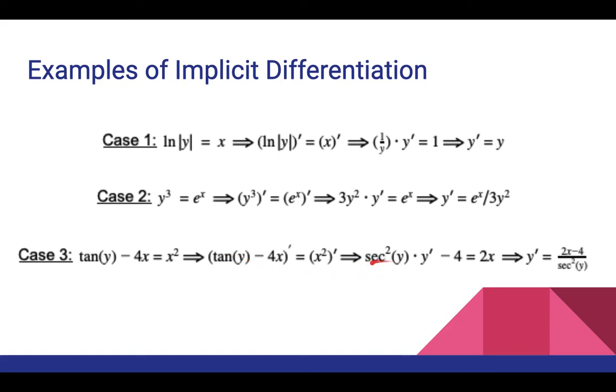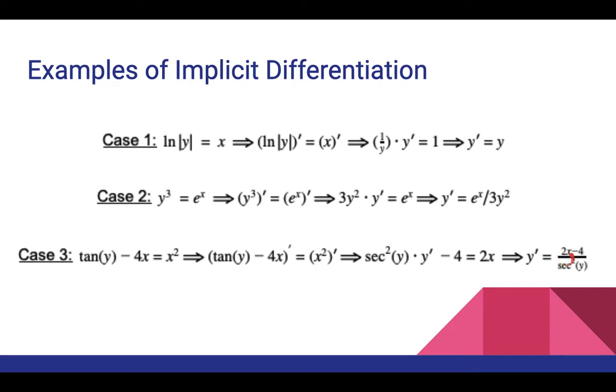secant squared, so we're going to have secant squared of y times the derivative of y, and then we're going to take the derivative of minus 4x, which is just minus 4, and then the derivative of x squared, which is just 2x. So solving for y prime by moving 4 to the other side, ooh, I messed up. This should be a plus 4, not a minus 4.